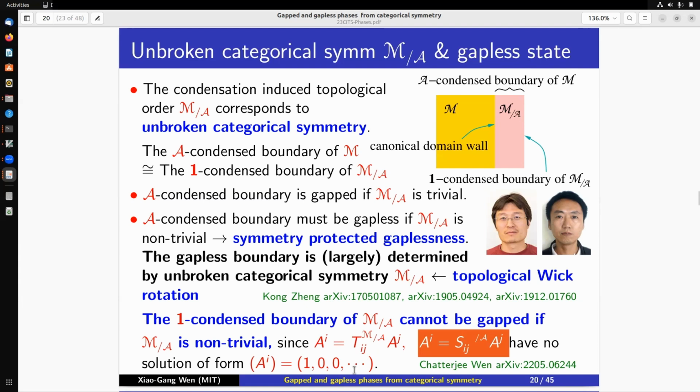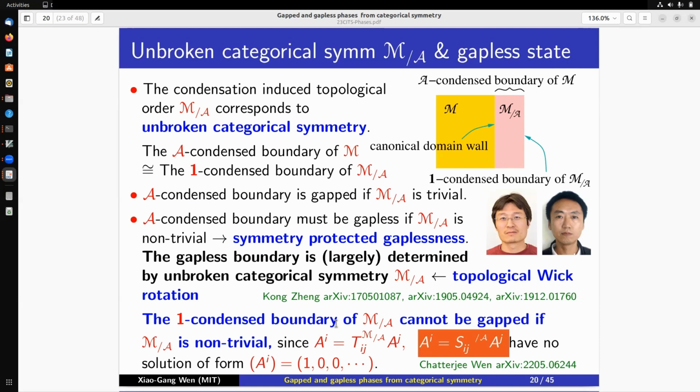When you multiply this 1, 0, 0, you get another vector given by quantum dimension, which certainly cannot be 1, 0, 0, 0. And so there's no solution of this type. So it's a very simple argument. Using the argument, we can show that this one condensed boundary must be gapless. And I think this argument is probably true even in higher dimension. You have a similar ST matrix in higher dimension. You can use a similar argument to show that as long as there's some categorical symmetry left unbroken, it must be gapless.